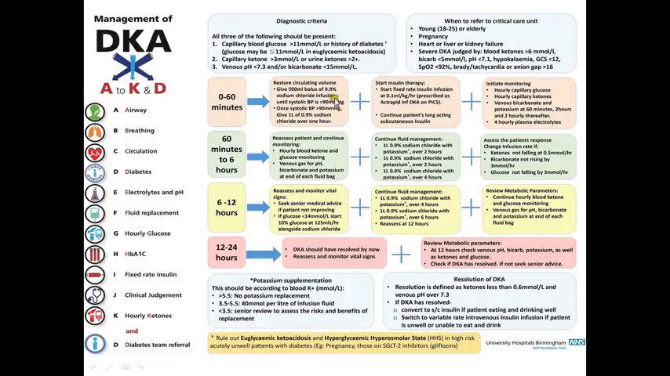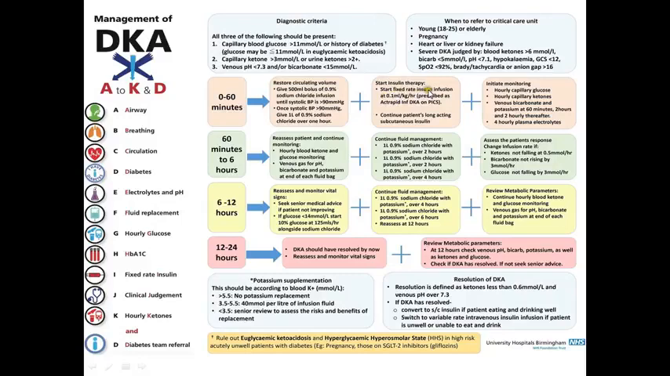So you give a bolus of 500 ml of 0.9% sodium chloride, and once systolic pressure is more than 90, you give 1 liter of the 0.9%. So if the pressures are low, you give the 500 ml bolus and bring the pressure up. And if the systolic pressure is more than 90, then you give 1 liter over 1 hour. Along with this, you do insulin therapy.